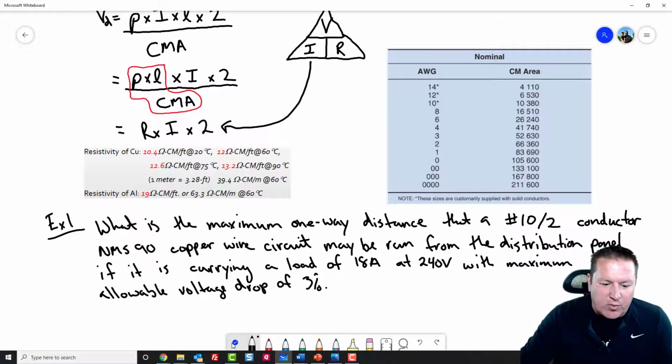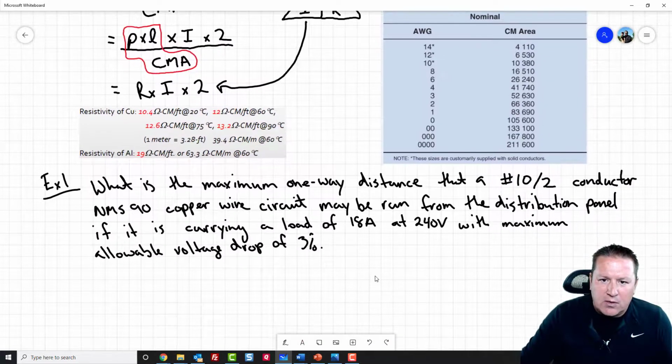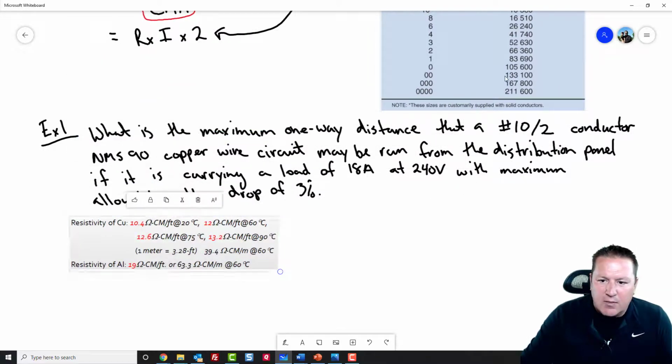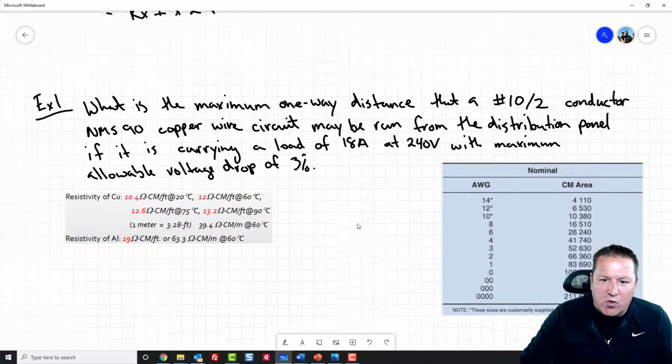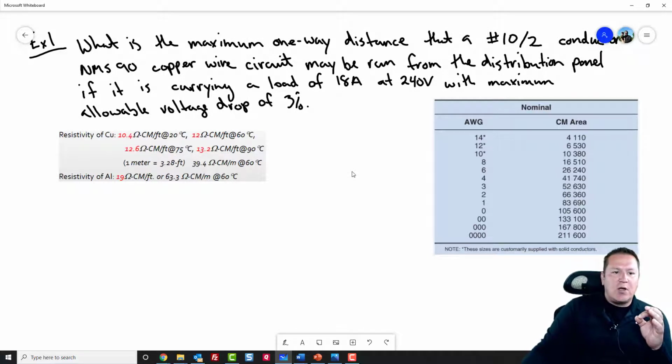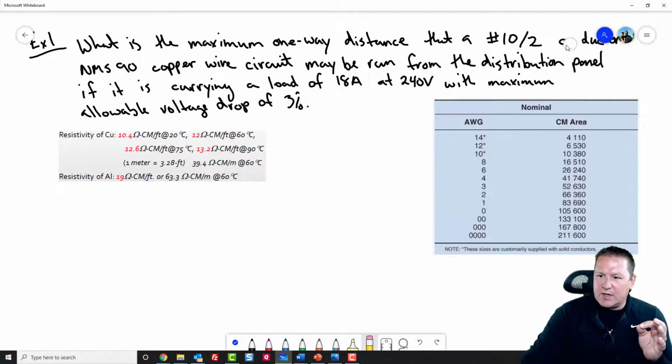So I'm just going to slide this up a little bit. I don't want our little diagrams to come out. I mean, we have Ohm's law. Maybe we'll just move these down one more time, just so we have them in view. Okay, that's good. So what is the maximum one-way distance that a number 10 NMS90 copper wire circuit may be run from the distribution panel if it's carrying a load of 18 amps at 240 volt with a maximum allowable voltage drop of 3%.